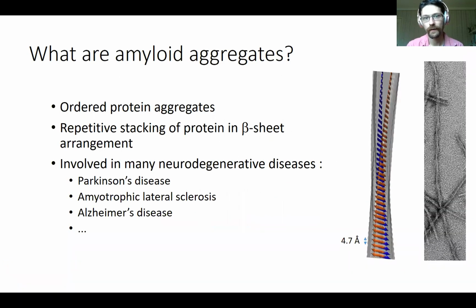So first of all, what are those amyloid aggregates? They're highly ordered protein aggregates where each protein stacks onto each other in a cross-beta sheet arrangement. And because all those proteins stack along the same axis, they form those filaments here that are called amyloid fibers, amyloid fibrils. And you have a computer modeling here of those fibers. Amyloid aggregates are heavily studied because they're involved in many diseases, and in particular in neurodegenerative diseases such as Parkinson's disease, ALS, Alzheimer's disease, and others.